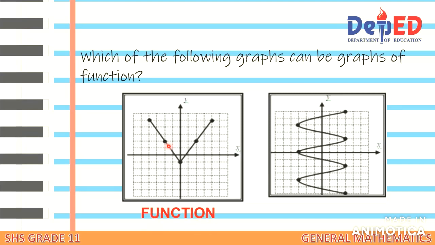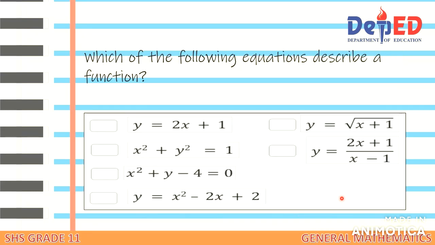The first one is a function. Second one, take a look at this graph. It is like a wave. And if I'm going to draw a vertical line here, how many points of intersection? It is more than once. Okay, we have 1, 2, 3, 4, 5, 6. Right? And if I want to draw a vertical line here, we will have 6 points of intersection. So it means that this graph is not a function.